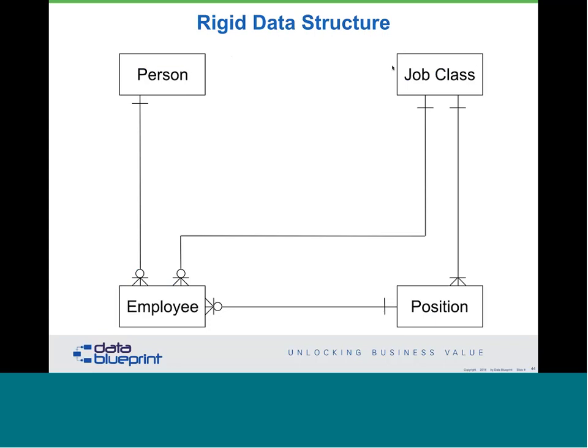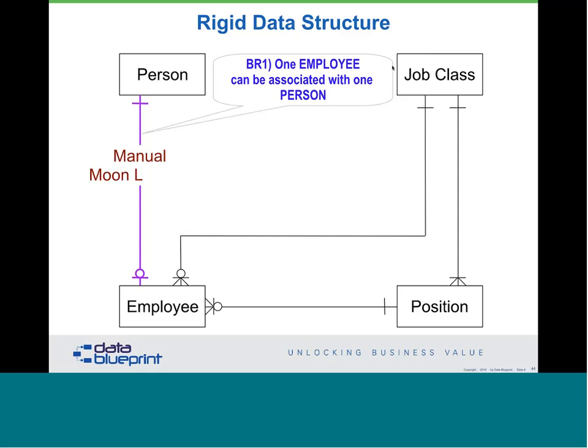And I'm going to show you these data structures without the attributes on them just to get us started. But we can have a business rule here that says one employee can be associated with one person. And you say to yourself, well, that makes sense. A person is either an employee of our organization or not. And it seems natural. However, if the concept of moonlighting is required, as in somebody may have a second job within the organization, then that might be important.